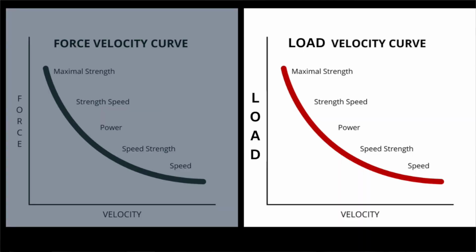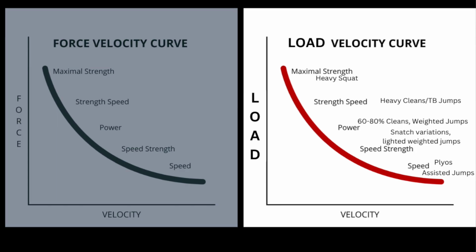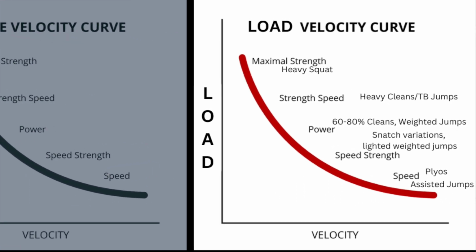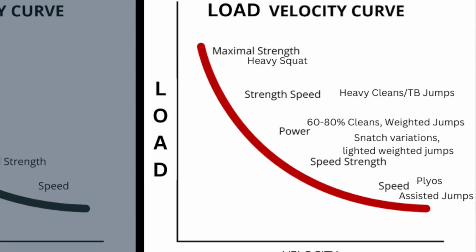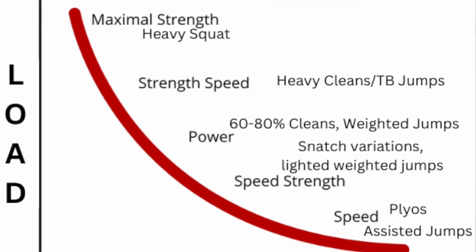So my old professor Dan van Cleather suggests the load velocity curve makes a little bit more sense, so that's what we're going to use in this video going forward as a reference point, okay? Putting the force velocity curve to the side and using what Dan suggested in his book, which by the way I totally recommend reading if you're interested in strength and conditioning. Back to the load velocity curve, you can see here that we've got heavy back squats up to the top right. You can then see we work our way down the curve, or up the curve if you're looking at velocity, to things like plyometrics, assisted jumps, and you can see that heavy cleans and trap bar jumps are somewhere in the middle of the curve.